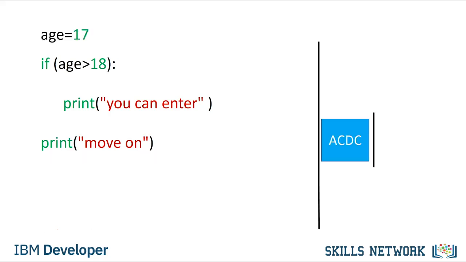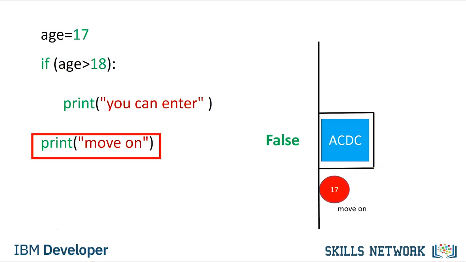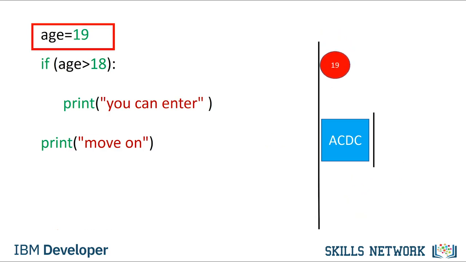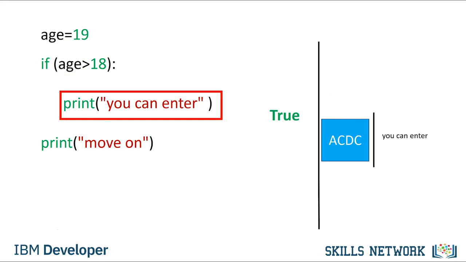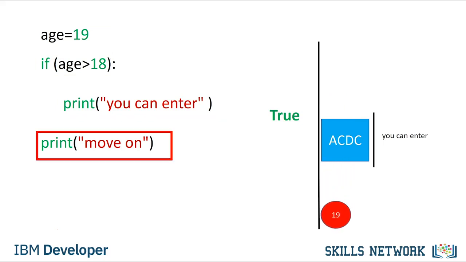For the case where the age is 17, we set the value of the variable age to 17. We check the if statement. The statement is false. Therefore, the program will not execute the statement to print, "You will enter." In this case, it will just print, "Move on." For the case where the age is 19, we set the value of the variable age to 19. We check the if statement. The statement is true. Therefore, the program will execute the statement to print, "You will enter." Then it will just print, "Move on."